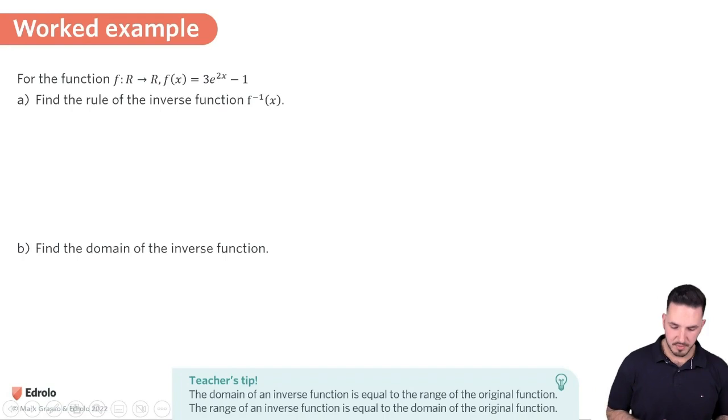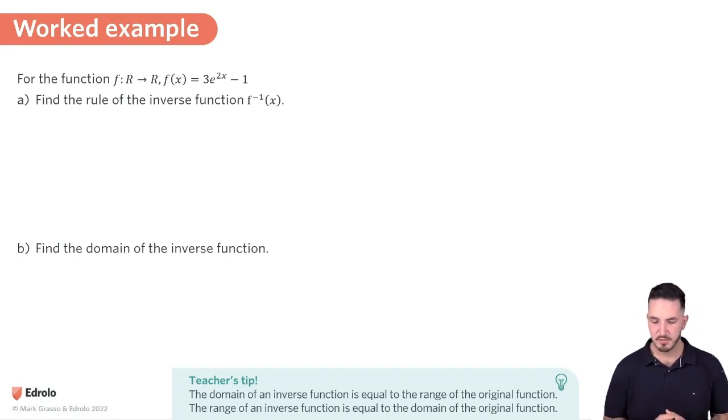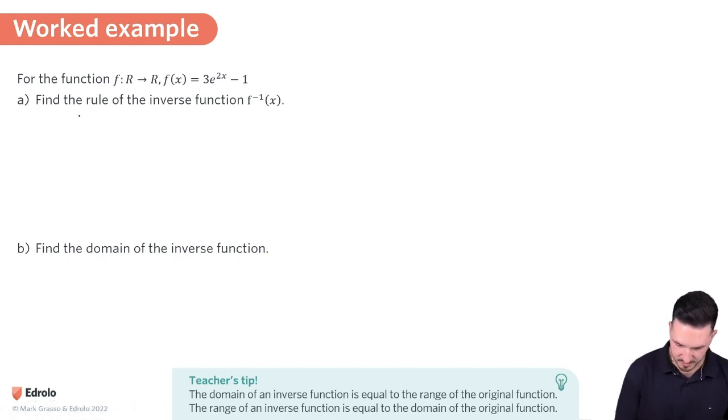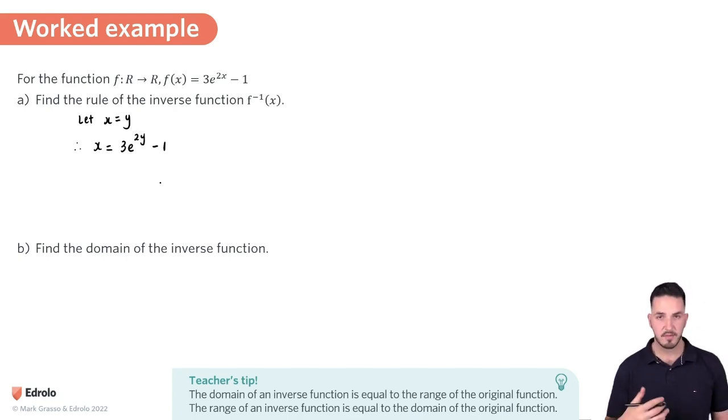So in this worked example, we're going to be looking at the function f being defined by all real numbers, where f of x is equal to 3e to the power of 2x minus 1. Find the rule of the inverse. So in part A, we're going to be looking at finding the rule of the inverse function. So when we're looking at inverse functions, we want to essentially swap our x and y. So let x equal y. So therefore we have x equals 3e to the 2y minus 1. Now we'll just solve essentially for y.